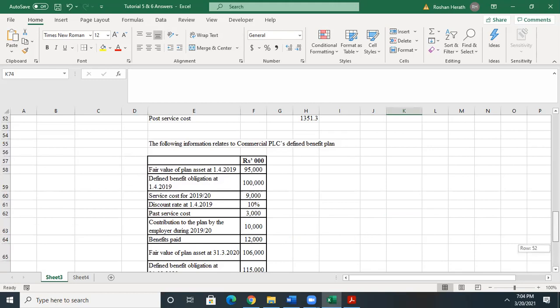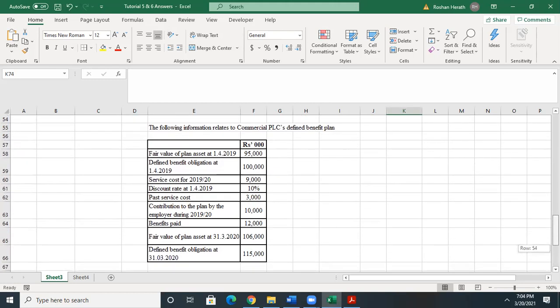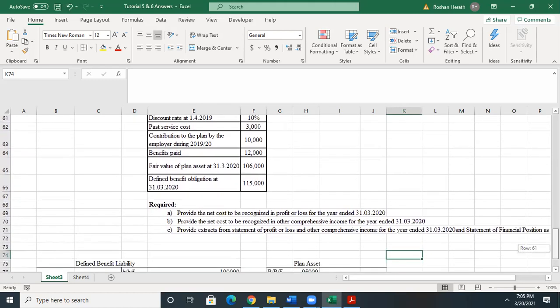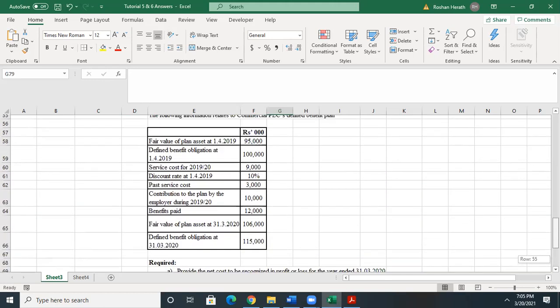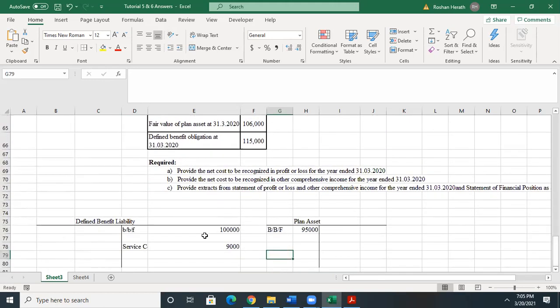Then you have the information on the service cost. The service cost for the year is provided to you. It's 9,000. You know where it should come, and you know that it is based on the service that the employees have provided during the year, and it's a present value. So those are the insights. And then you have the discount rate, which is 10%.